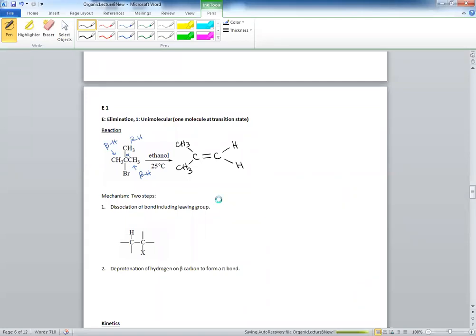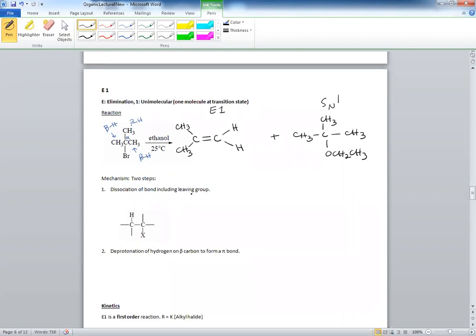Of course, in addition to that, you will get, if you recall, the substitution product. So this is SN1 and this is E1. We'll talk about this more in depth in the next few pages. You should be aware that, so that's your E1.